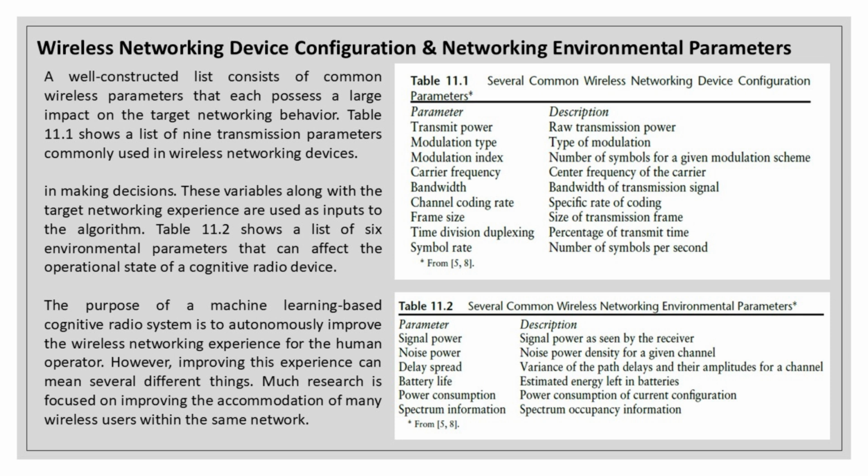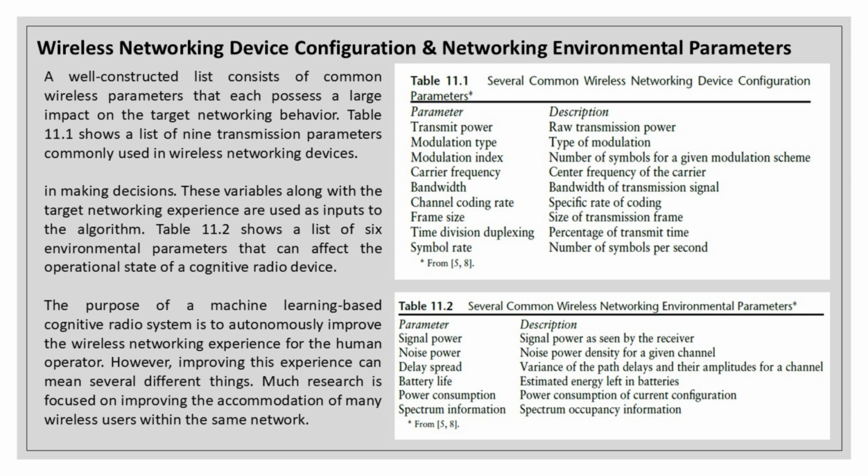In making decisions, these variables along with the target networking experience are used as inputs to the algorithm. Table 11.2 shows a list of 6 environmental parameters that can affect the operational state of a cognitive radio device.